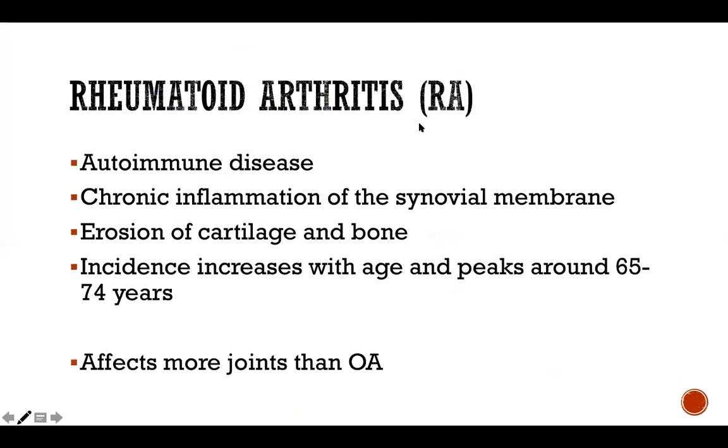All right, our second type of arthritis we're going to talk about, rheumatoid arthritis. So rheumatoid arthritis is different from osteoarthritis in that it is an autoimmune disease, meaning the body is attacking itself and creating kind of this inflammatory response to its own tissues. Specifically, the inflammatory response happens in the synovial membrane, and this is the membrane that surrounds the joints.